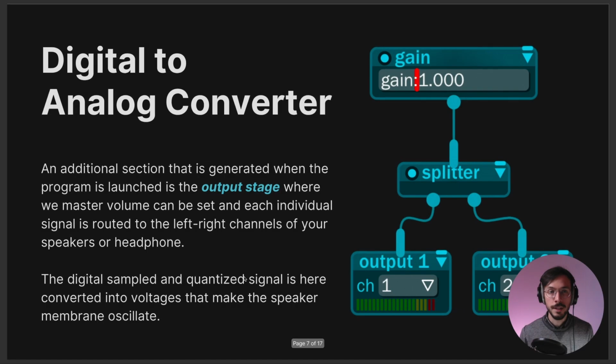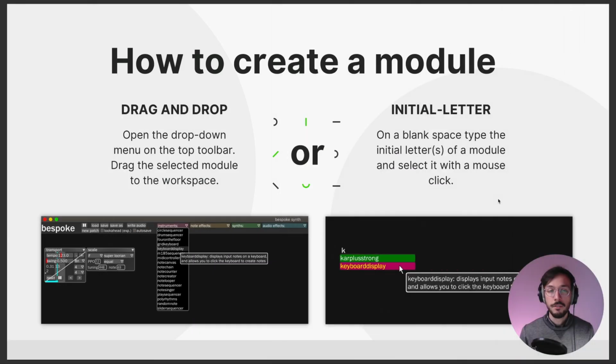Moving forward, we can talk about an additional section that is loaded when you open up the program, and it's the output stage. As you can see, we have a main volume for the final output. The signal is then split into left and right channels. This is where the digital sampled and quantized signal is converted into an analog signal that we can hear throughout our speakers.